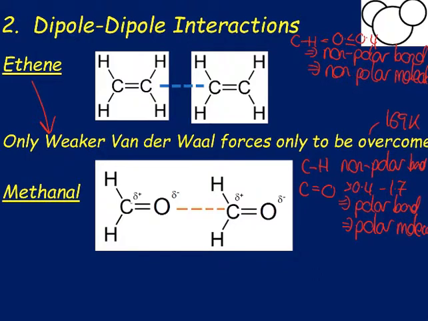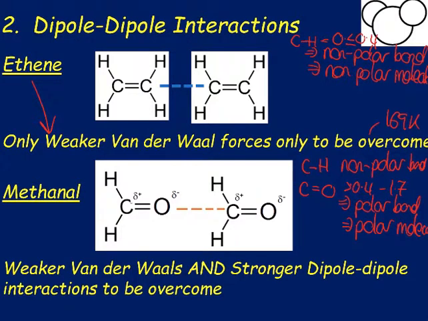So we've said everything has van der Waals, so the methanol not only has weaker van der Waals, but it also now has these stronger dipole-dipole interactions to overcome. So that's why it has its boiling point of 252 Kelvin, because it not only has the weaker van der Waals to overcome, but now it's got this stronger dipole-dipole interaction to overcome. So I hope now that makes sense to you.